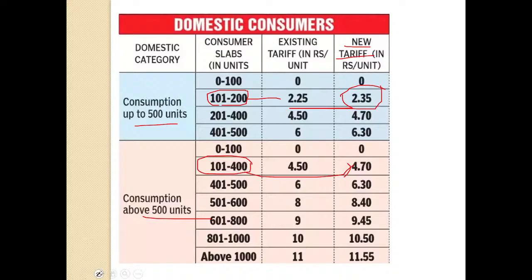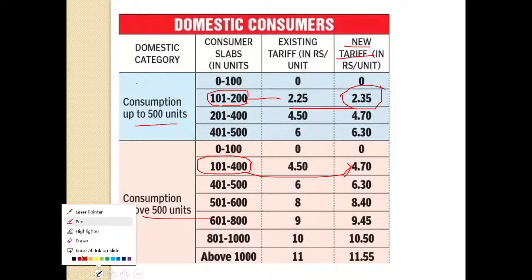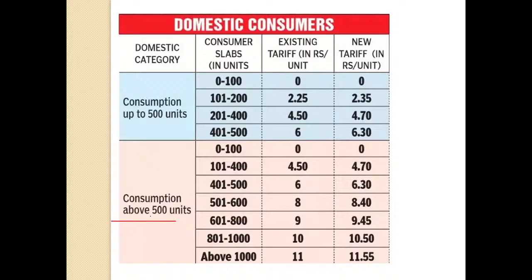So as the slab varies, 0 to 500 is one slab, and above 500 is another slab. If a consumer consumes less than 500 units, the rate of cost that he has to pay for the number of units he has consumed will vary when compared to the customer who consumes more than 500 units. The cost of the electricity bill will change from person to person depending on the number of units that person is consuming.